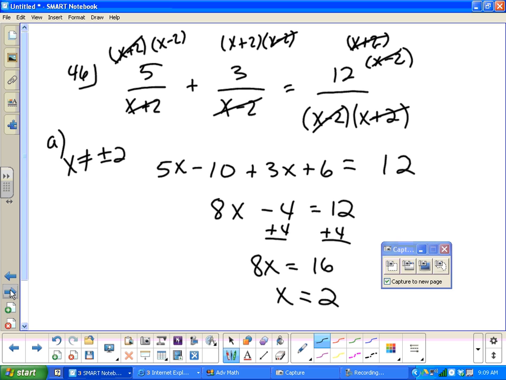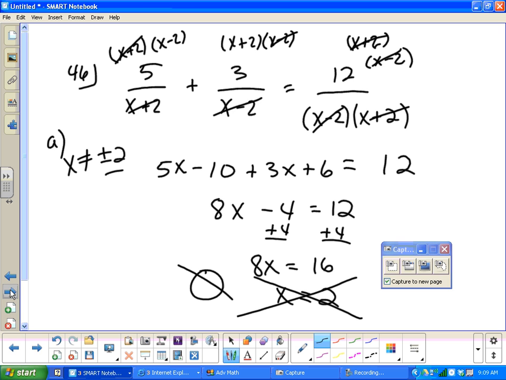So is 2 okay? No. x cannot be positive or negative 2. In this case, it can't be positive 2. Why not? Well, that makes me divide by 0. So what are we going to do? Because if I leave this, it's wrong. No solution. I probably want to mark that out or even erase it, and say really there's no solution there. That's an extraneous solution.